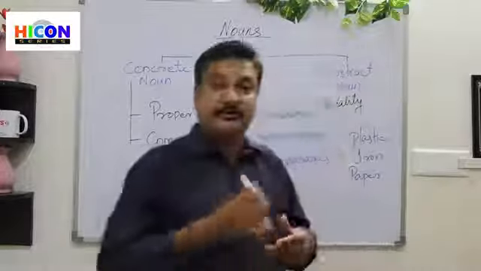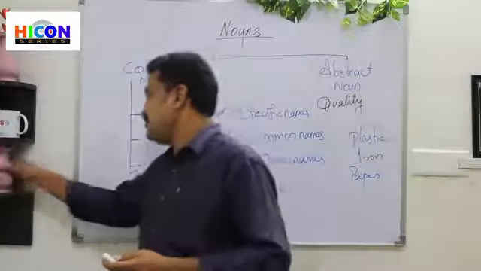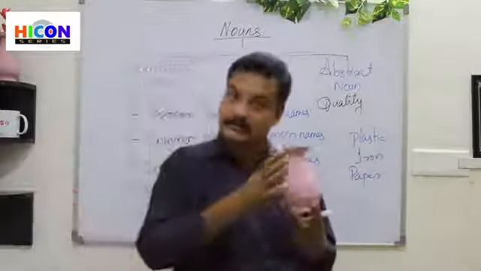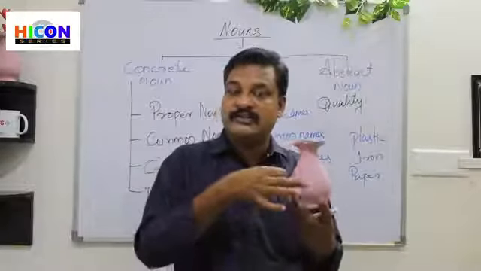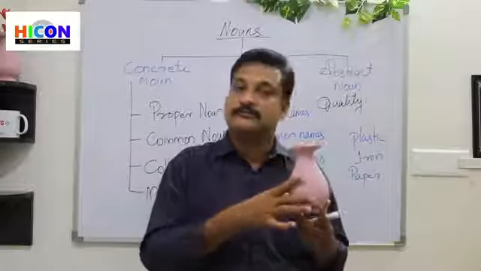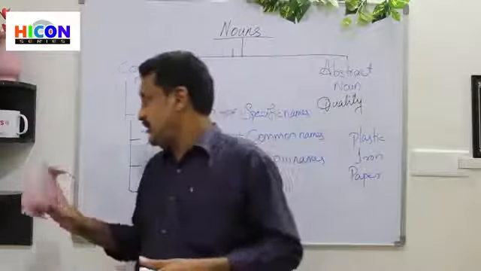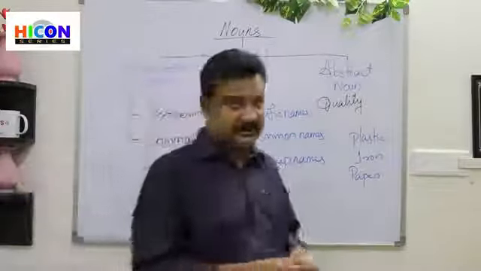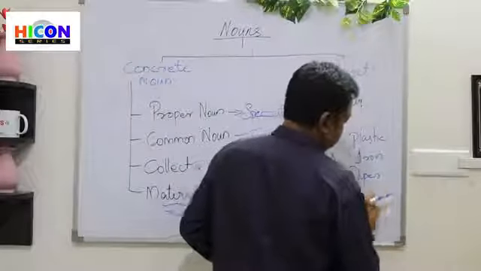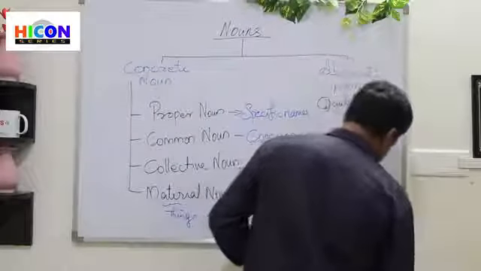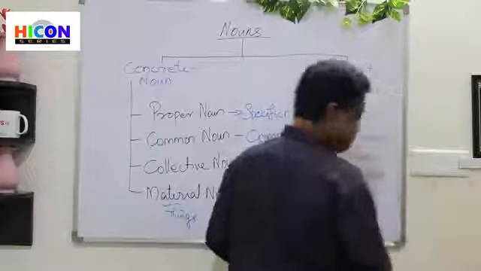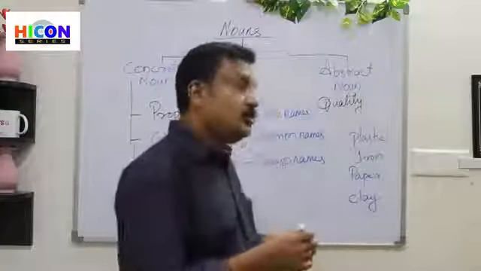Book is made up of paper. If I think about this particular vase, this flower vase, what is used for making this vase? Yeah, we use mud, clay, isn't it? Now look at the door.